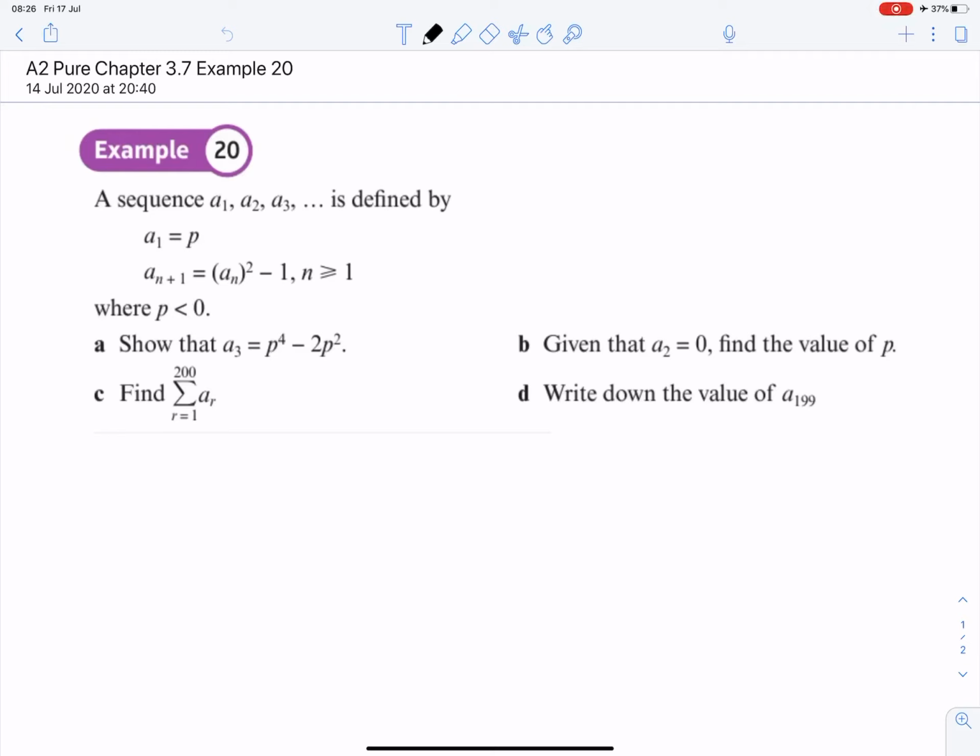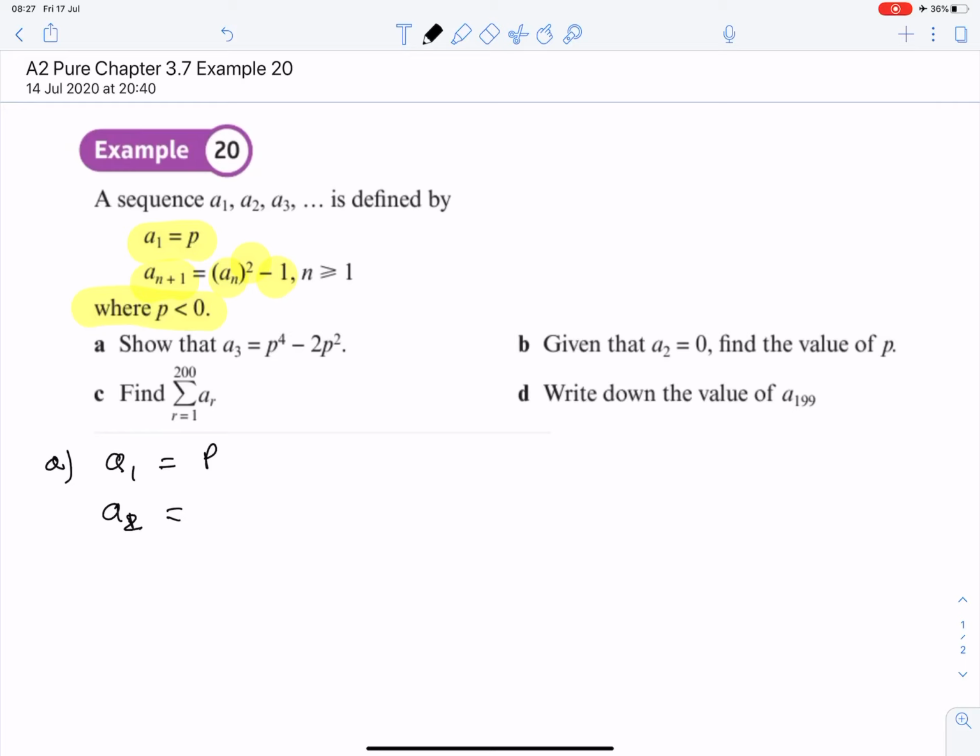So chapter 3.7 example 20. A sequence A1, A2, A3 is defined by A1, the first term, is P, and our definition for our sequence is A(n+1), the next term, is equal to the current term squared minus 1. And we're told P, the first term, is less than 0. So show that A3 is... So we need to start: A1 equals P.